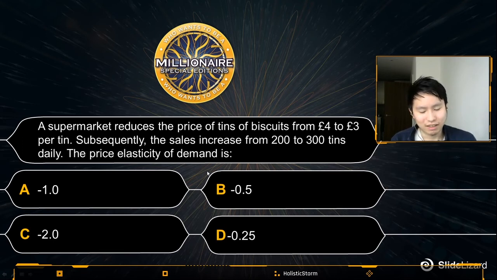Okay, so pretty much a math question here. And again, we would make use of the formula. But this time, they have given us the actual numbers instead of the percentages. So, what do you think you have to do? I'll give you another like 20 seconds.